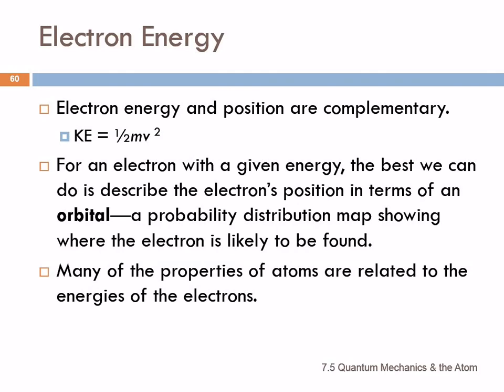But we've learned from quantum mechanics that we cannot predict the path of an electron. An orbital is a probability distribution map of where the electron is likely to be found. The position of the electron is likely to be within this region, but we can't say exactly where it is. And many of the properties of atoms that we observe are related to the energies of the electrons. So the energy of the electron is actually more significant to know than the position of the electron. So we tend to focus on the energy.